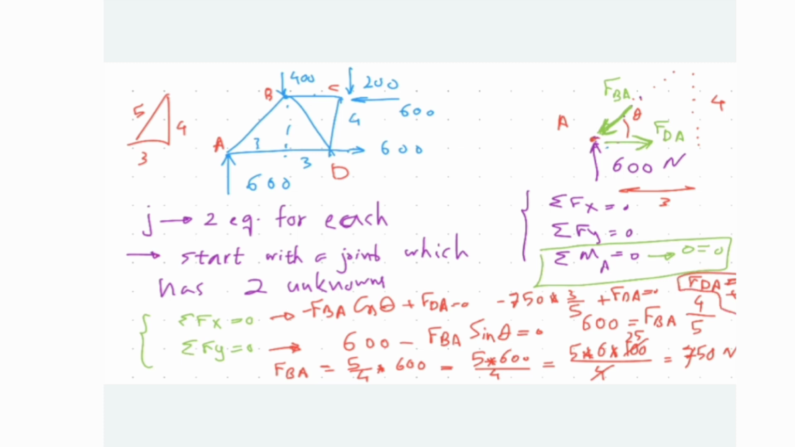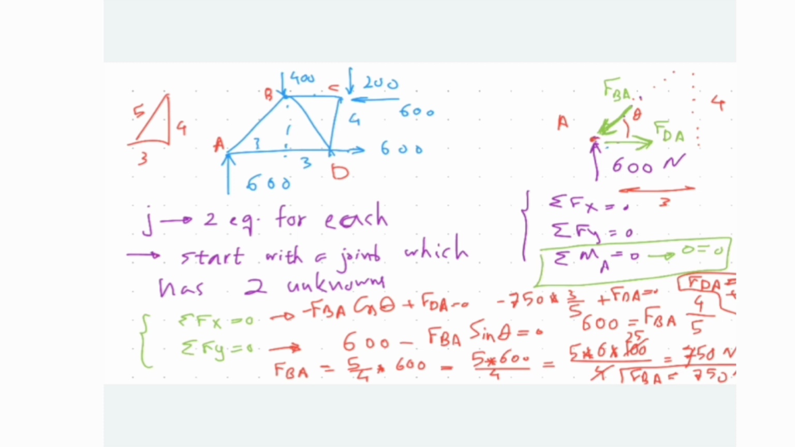And this is FDA, and I have FBA equal to 750. As you can see, the magnitude of these forces are positive, meaning that the directions are selected correctly, and we don't need to change the directions of those.